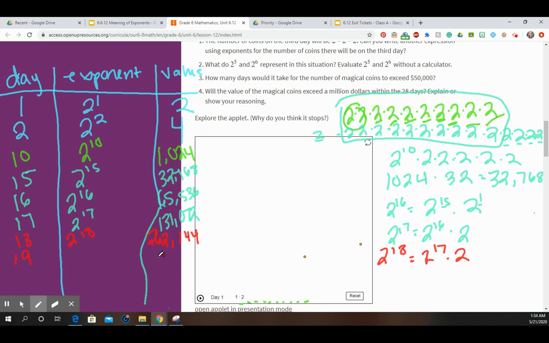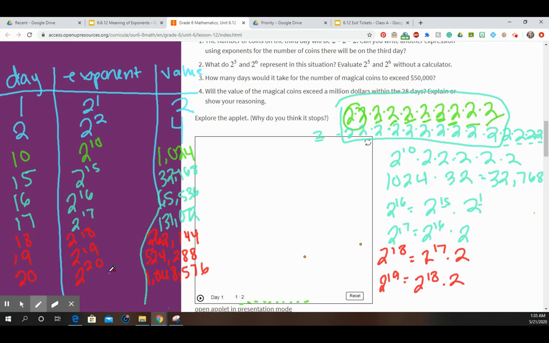All right, let's see day 19. Day 19 is going to take me past 500,000, right? Because I'm doubling that, 2 to the 19th. And again, 2 to the 19th is equal to 2 to the 18th times 2, right? So I can double that, and you should be at 524,288. And I predict, and hopefully you do too, that day 20 is going to be the day we pass $1 million. I have 2 to the 20th because I know that 2 to the 20th is equal to 2 to the 19th times 2. I can multiply that times 2, and we pass $1 million. We're at 1,048,576.